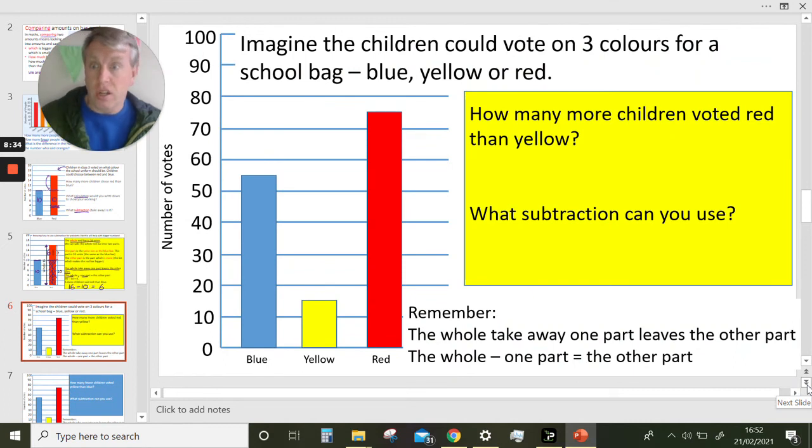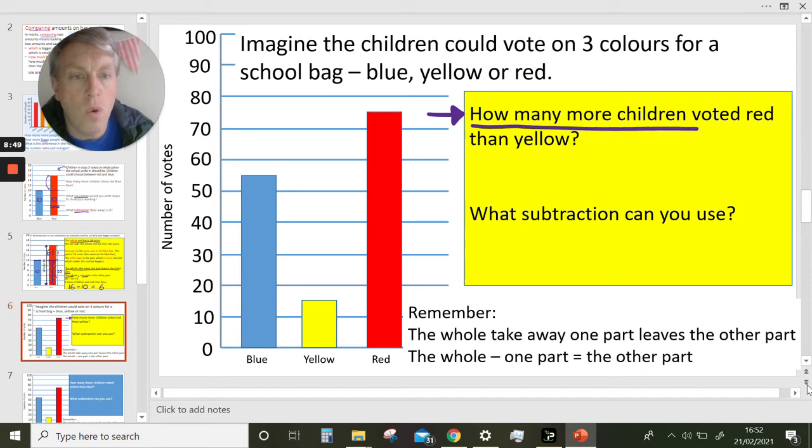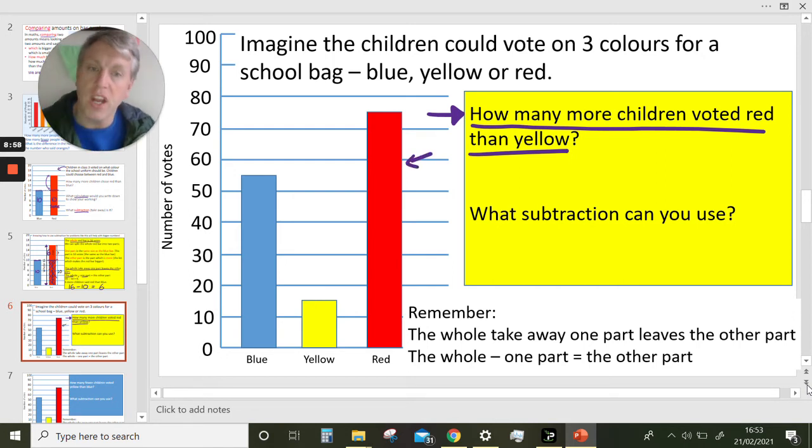Now imagine that the children could vote on 3 colours for a school bag: blue, yellow or red. And here's the question I want you to stop the video and have a go at doing. How many more children voted red, here's red, than yellow? Stop the video, have a go, and please try to write down a subtraction that you would use.